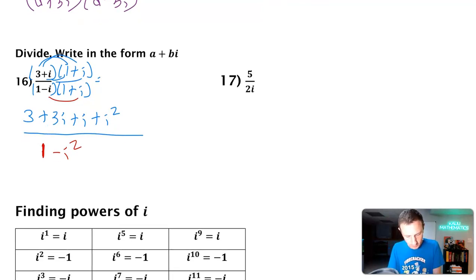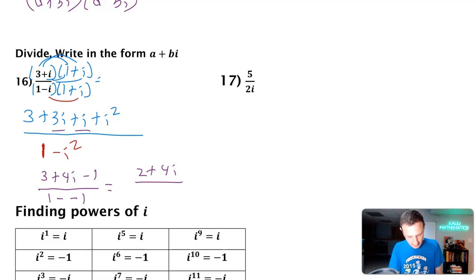And then we have to rewrite quite a few terms here. I have some like terms in the middle. I have some i squareds here. So let's get 3 plus 4i minus 1, because i squared is negative 1, over 1 minus negative 1. I squared is negative 1. So on the top, 3 minus 1 is 2. So 2 plus 4i over 1 minus a negative 1, which is positive 2.